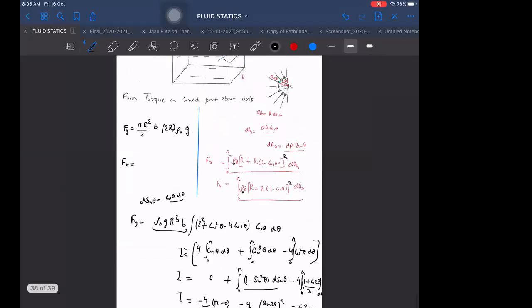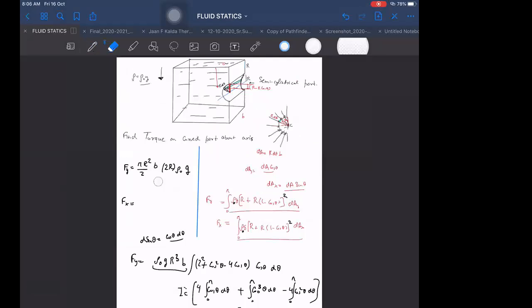What I was expecting, that also should be there. Wait a second, let me see where I'm committing the mistake. I will explain you, and by explanation you will understand what I was doing. Let's see why I'm not getting the answer that way. This is, let's say, the hemispherical part, sorry, semi-cylindrical. If I take the complete cylinder, then whatever liquid fills this space up, the weight of that liquid will be the upward force.